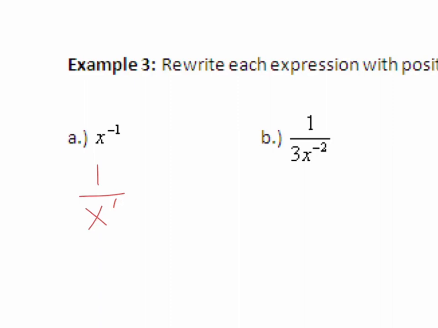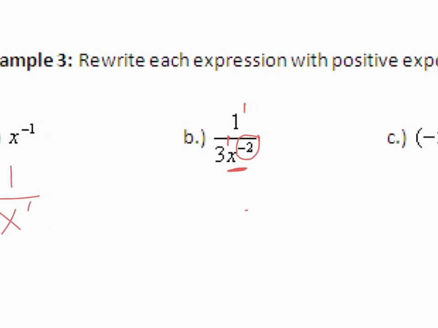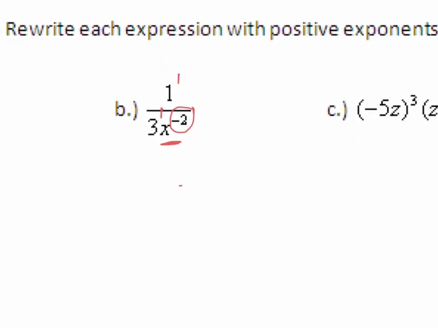But again, reinforcing the idea that it's only the things that have the negative exponents that move. So if I put my 1s there, 1 to the first power has a positive exponent. 3 to the first power has a positive exponent. The bad guy in this problem is x to the negative second. So what's going to happen there is the 1 and the 3 get to stay put, because they have positive exponents.